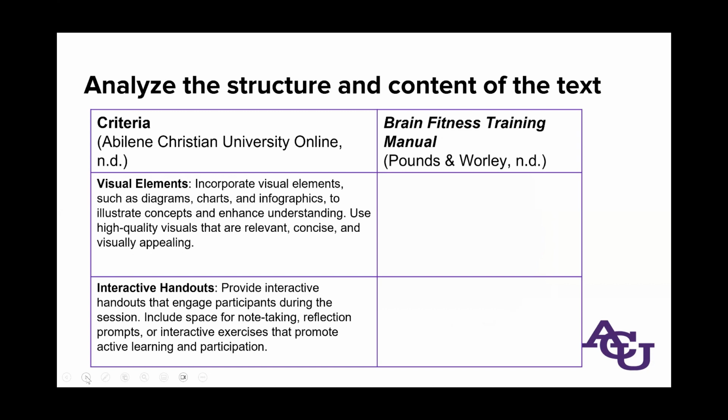So I've drawn a table. These are criteria from that Abilene Christian University online resource. I wrote down the notes that they had about visual elements, incorporating visuals like diagrams, charts, and infographics. And I wrote down the note about interactive handouts, where if you encourage note-taking, reflection prompts, or interactive exercises, it promotes engagement and participation. Those are our criteria. Let's see how it compares to the training manual.